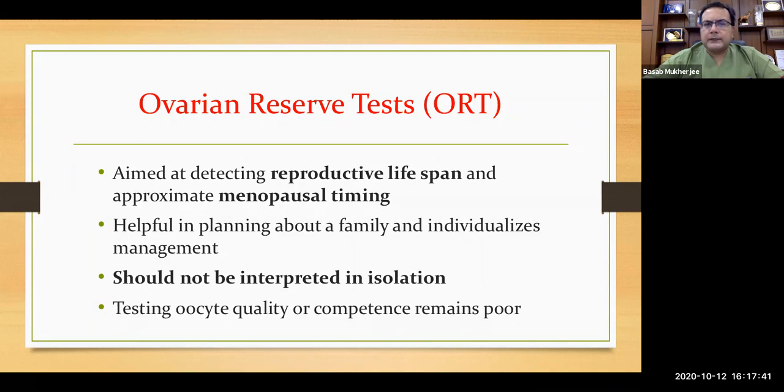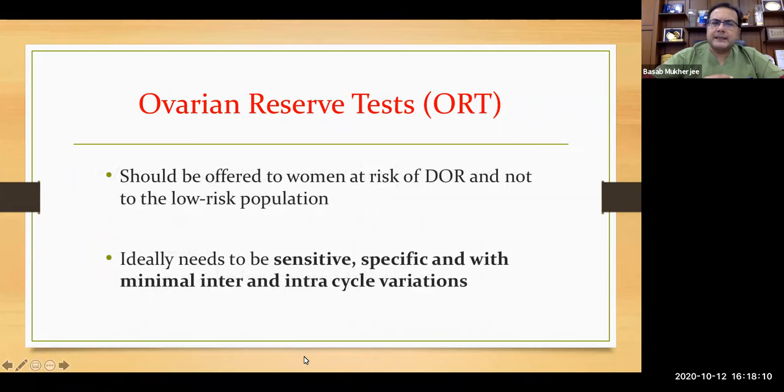One important point is that it should not be interpreted in isolation. Once you have an AMH report and you just interpret it irrespective of whatever else is happening, that does not always make sense. You cannot take that as the ultimate truth. We'll talk about that a little later. Testing oocyte quality or competence remains poor. You're still really testing the quantity which is left in the ovary, and that may not always be reflective of quality, which is something you may have difficulty in assessing.